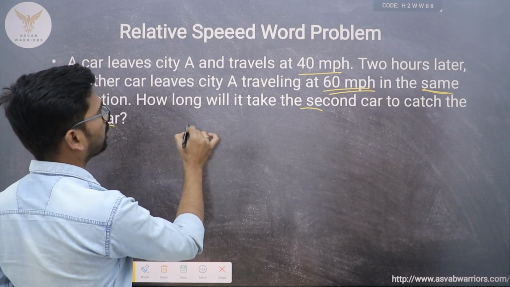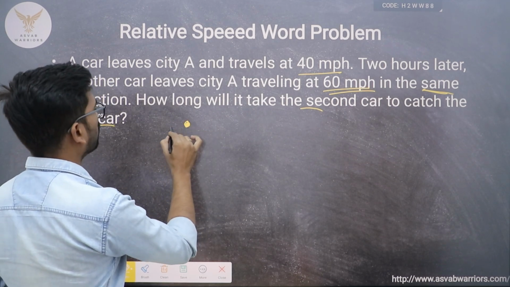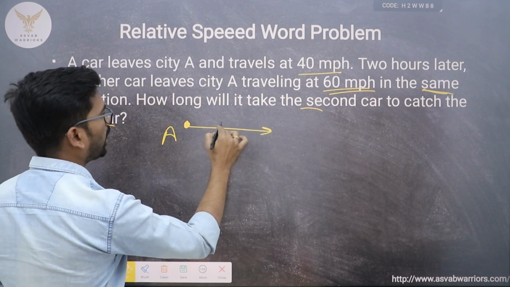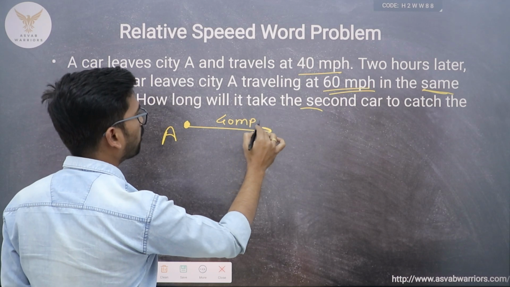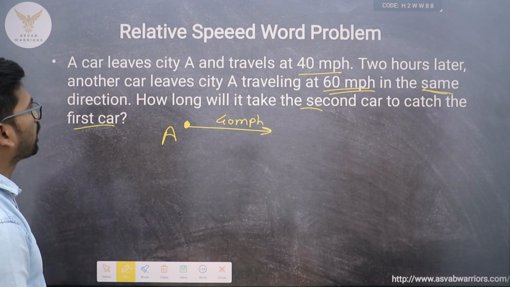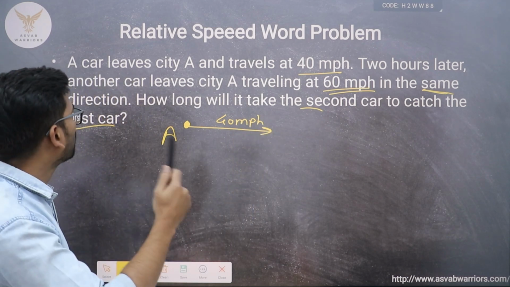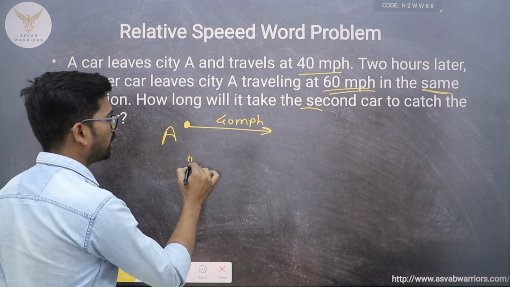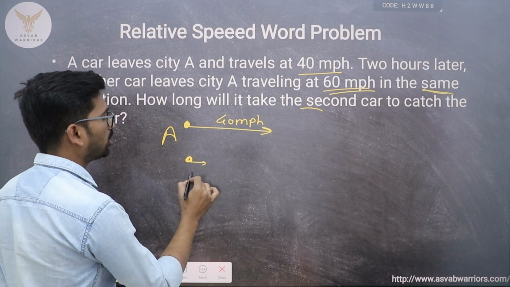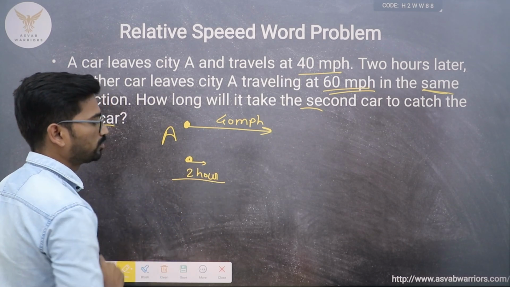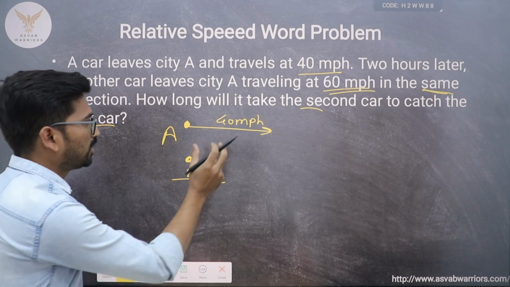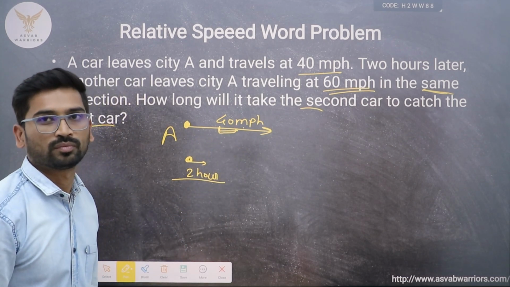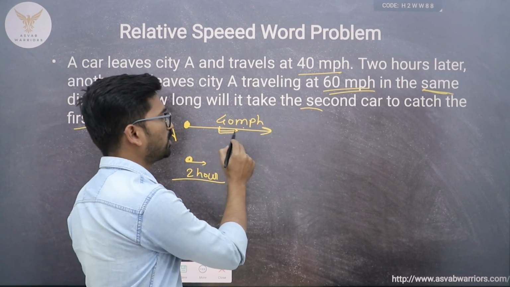car A leaves city A. Let's say this is city A, and car A is traveling with a speed of 40 miles per hour, and 2 hours later another car leaves city A. So let's say there is another car leaving this city, but after 2 hours. Now in these 2 hours, how much distance will car A cover?